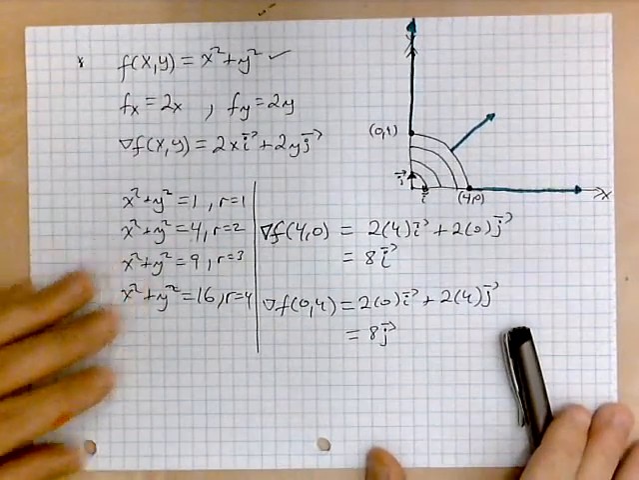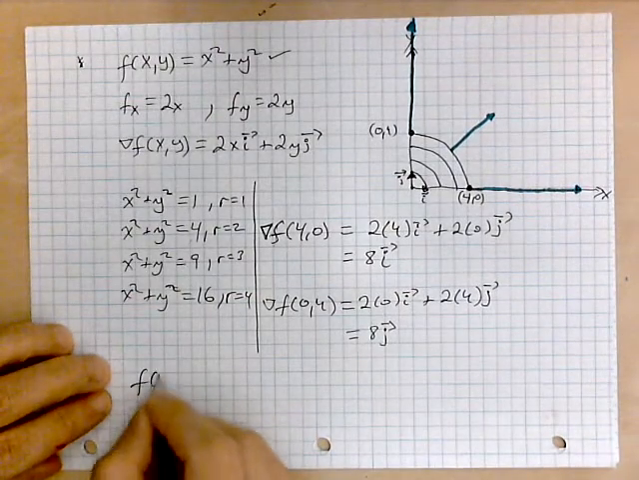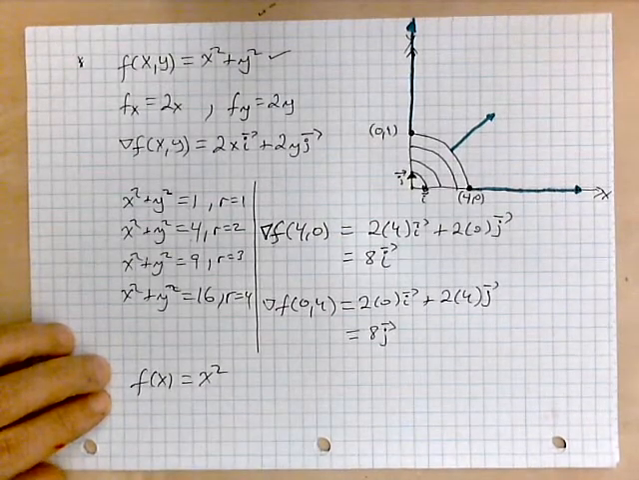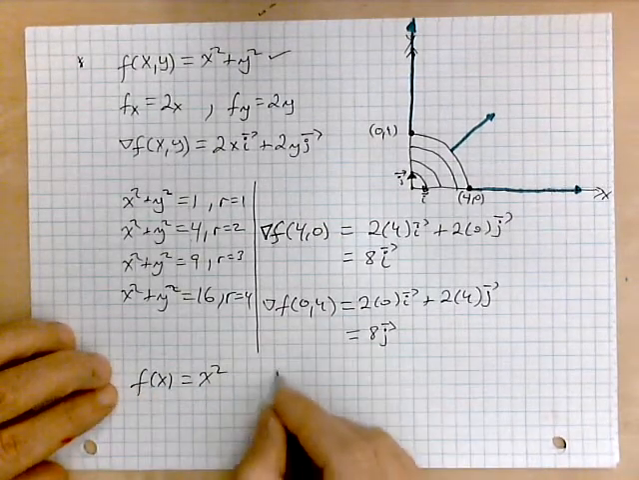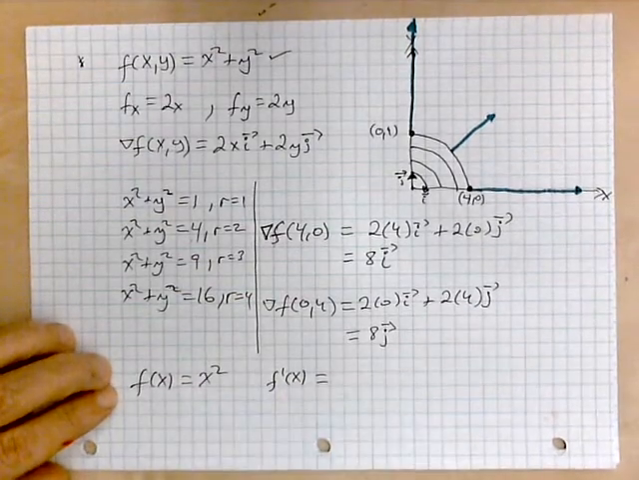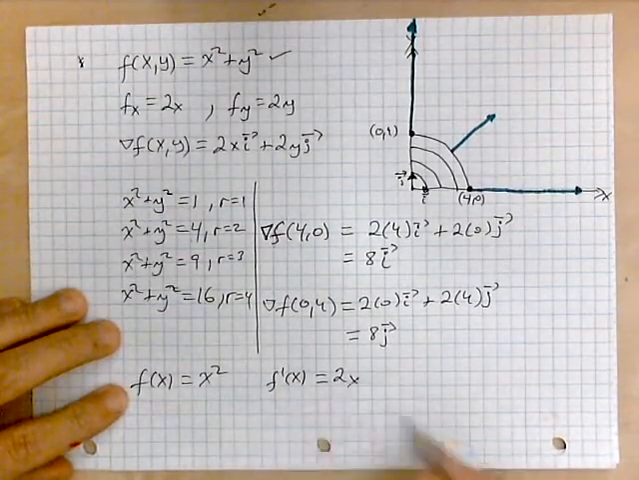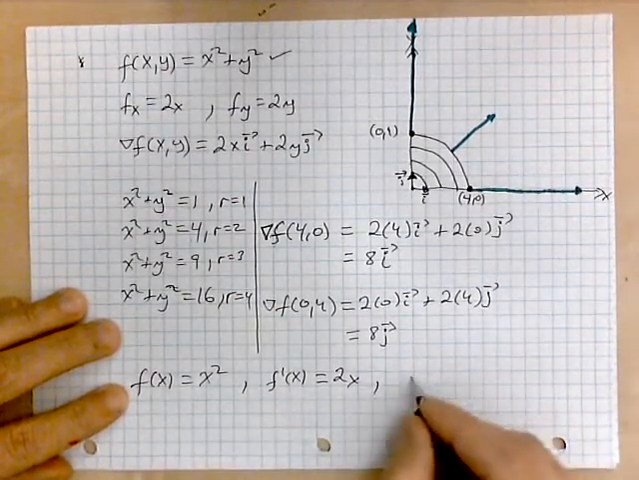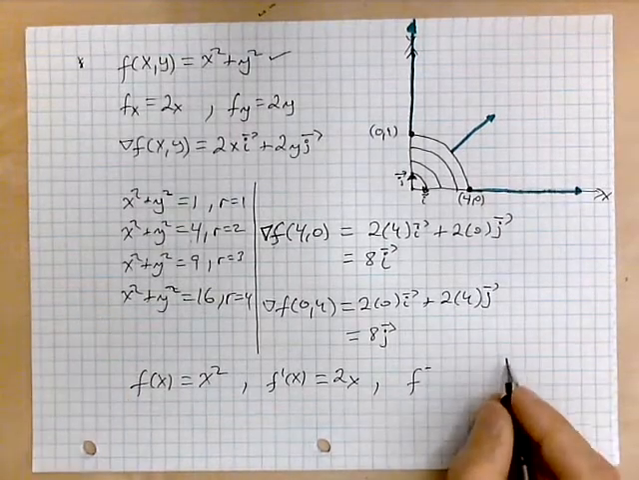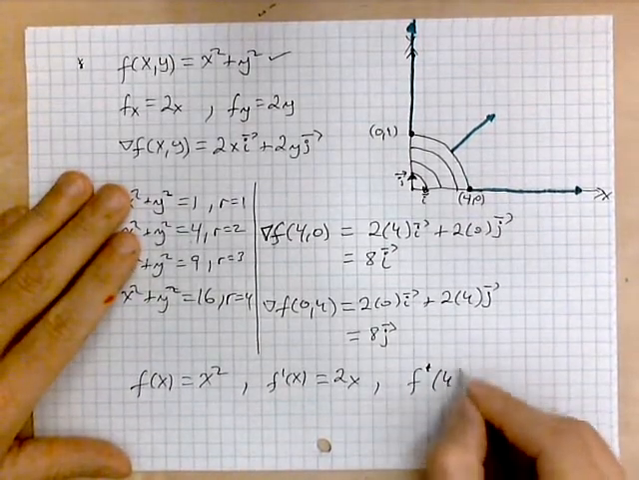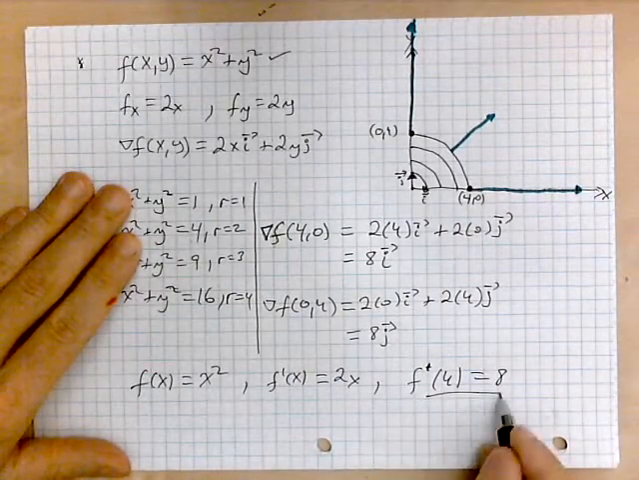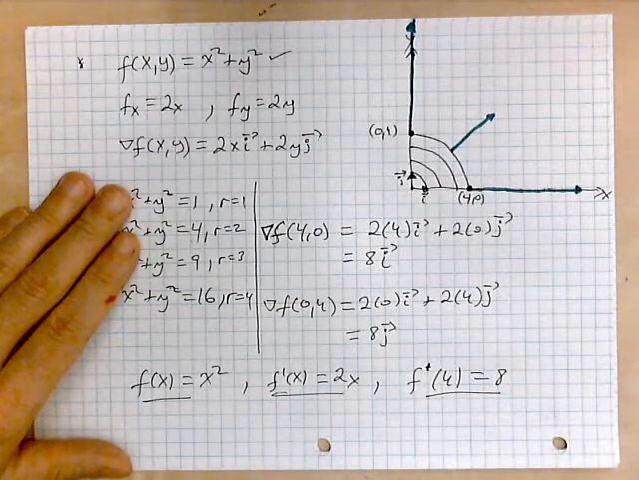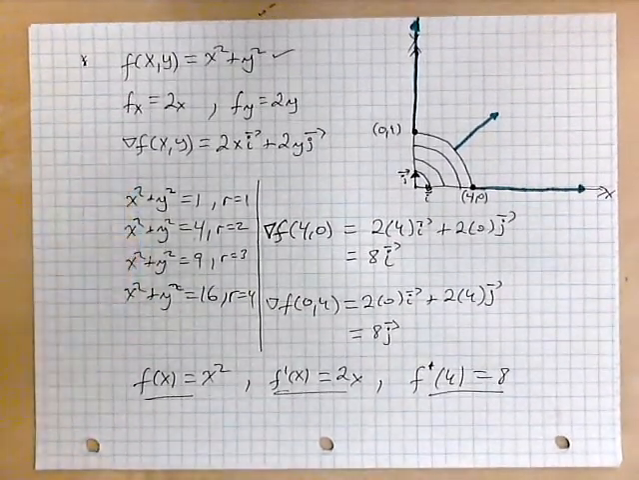Just to review, take a look. Imagine you had just f as a function of x, defined by x squared. Then you differentiate this, so f prime of x would be equal to 2x, and then the slope at positive 4 would be equal to 8, you see? So in other words, the gradient really is just a very complicated slope.